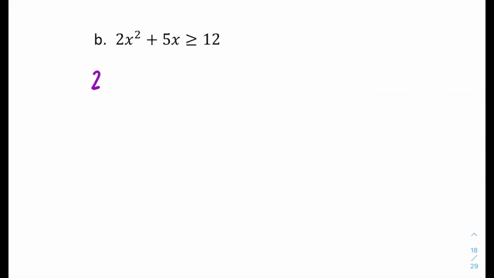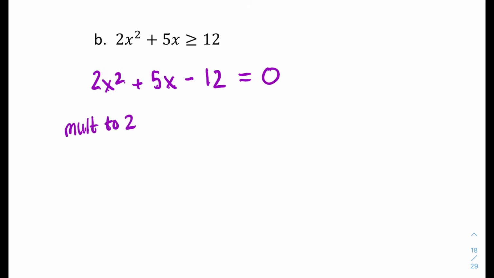So let's go ahead and look at another one. If you don't already have 0 on one side of your inequality, you're going to want to get it there and then solve your corresponding equation. I'm going to figure out my two numbers that multiply to negative 24 and add to 5 here, because there's a lot of factors of 12. I don't really want to guess and check. Let's see. That would be positive 8 and negative 3.